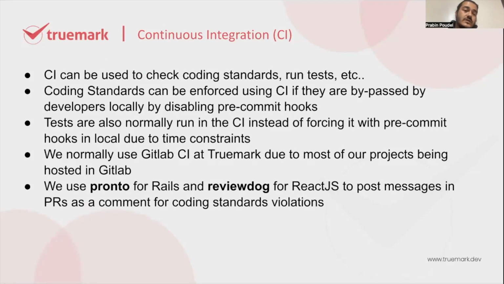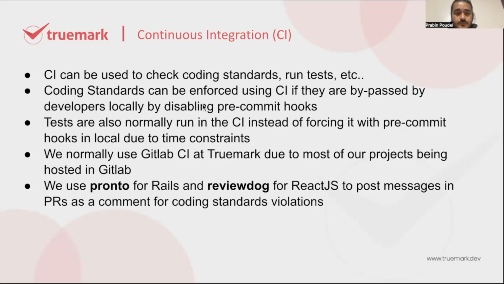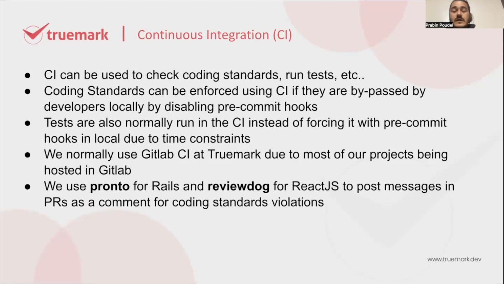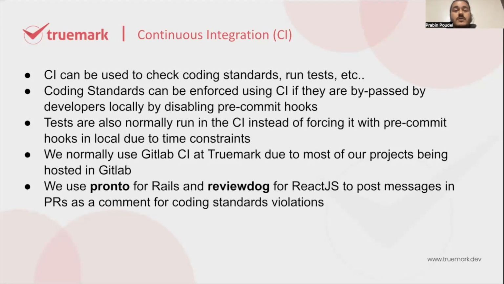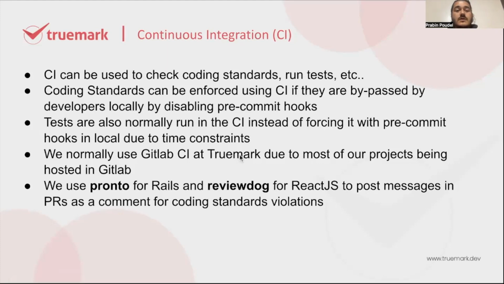Continuous integration always runs on the Git repository that is in remote, and it is used to check coding standards and run tests before merging any changes to the target branch. So coding standards can be enforced using CI if they are bypassed by developers locally by disabling pre-commit hooks. Also, tests are run in CI because locally each test suite can take a lot of time and it kills developers' productivity, and that's why we run tests in CI normally.